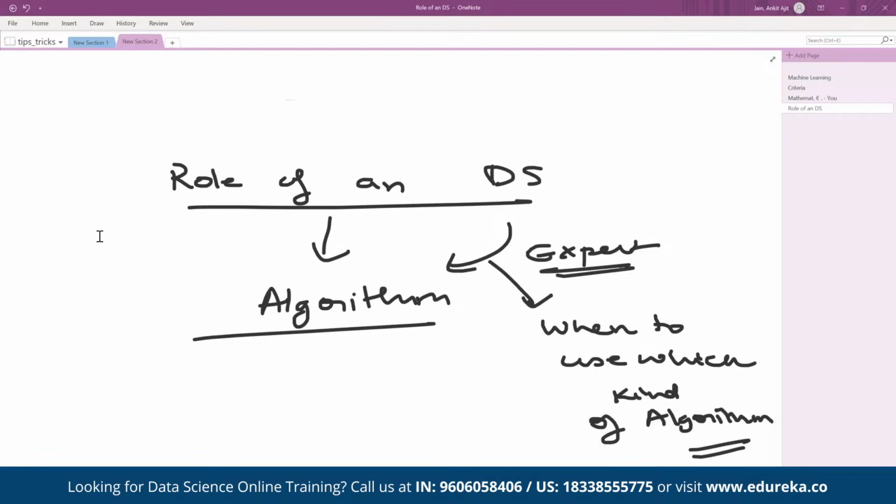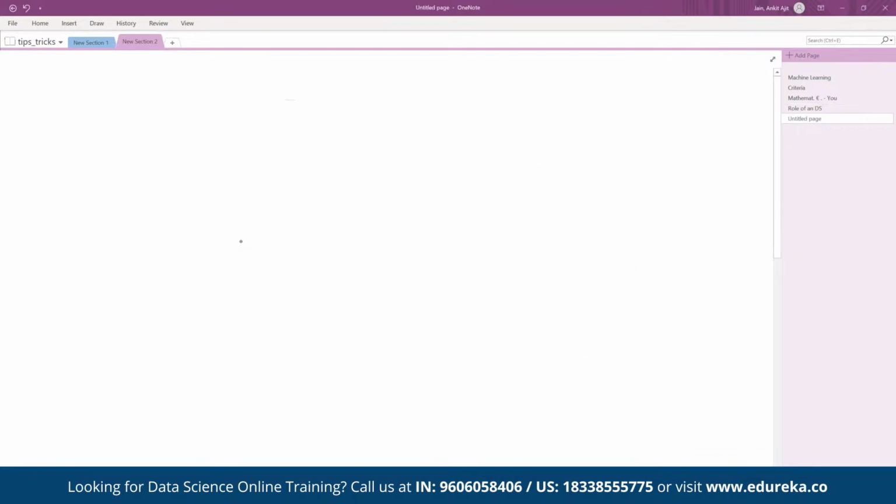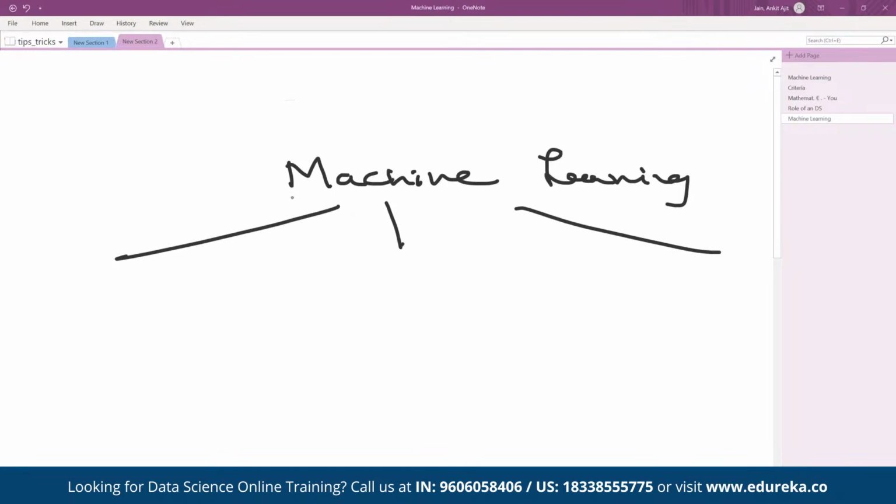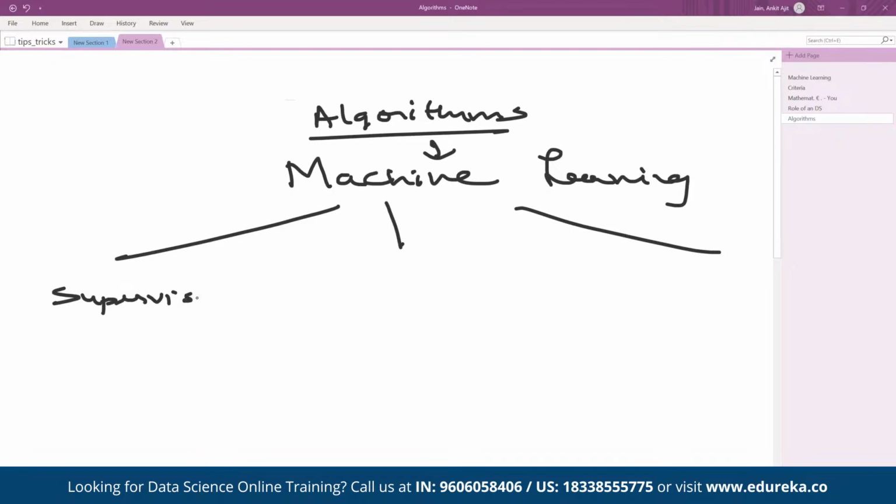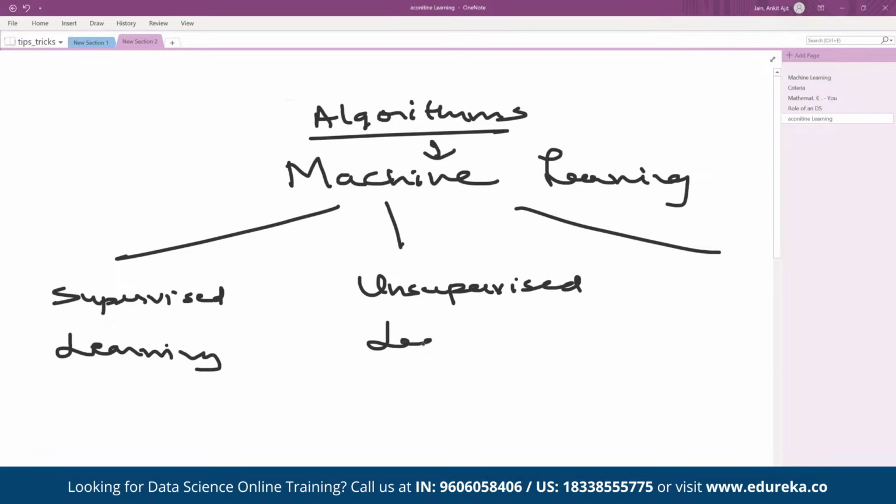Okay, so now with this understanding, let us understand different types of machine learning. What are different types of machine learning? Theoretically there are three types of machine learning algorithms. The algorithms which are used for machine learning can be divided into three types. One is supervised learning, we have unsupervised learning, and then we have reinforcement learning.